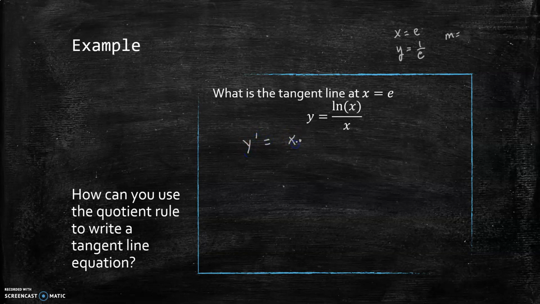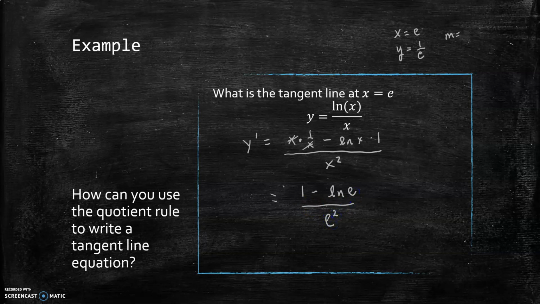So low d high minus high d low, all over the square of what's below. And actually I'm not even going to worry about simplifying because it's time to plug in e, although I notice these x's cancel, so that makes my life a little easier. So I have 1 minus natural log of e all over e squared.